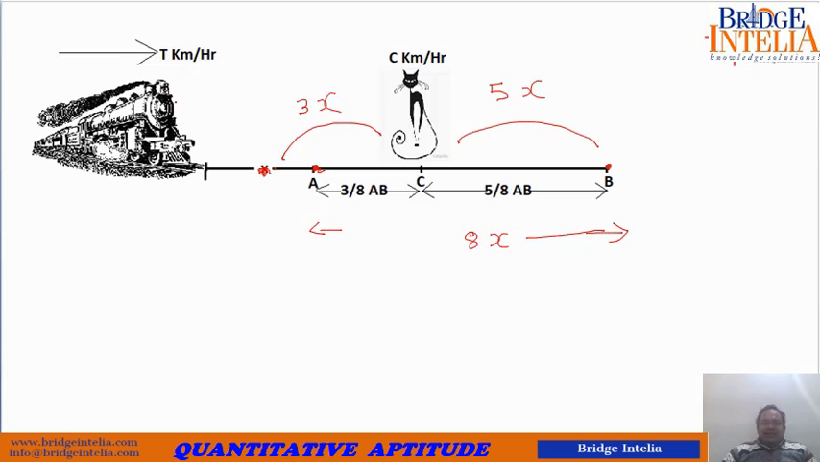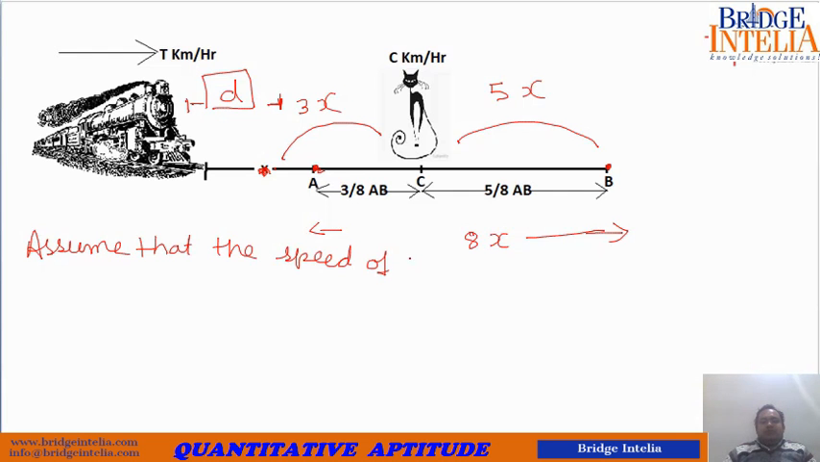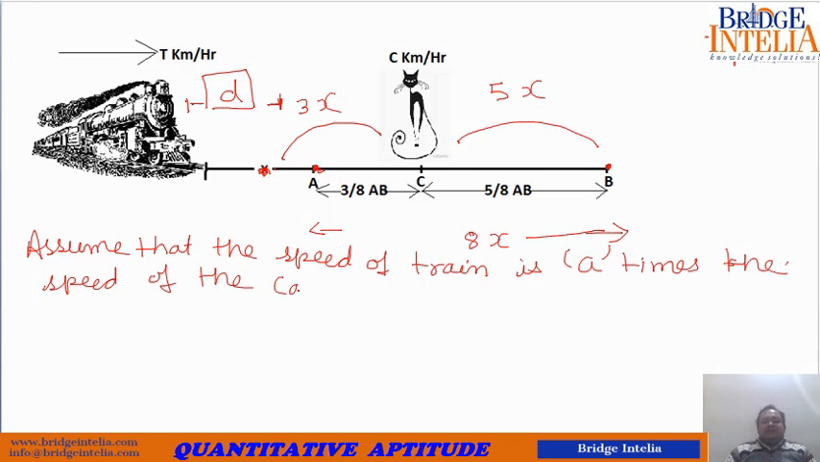So this much is 3x. Let the distance between the train and the first entry point be D. So let this distance be equal to D. Fine. So assume that the speed of the train is a times the speed of the cat.